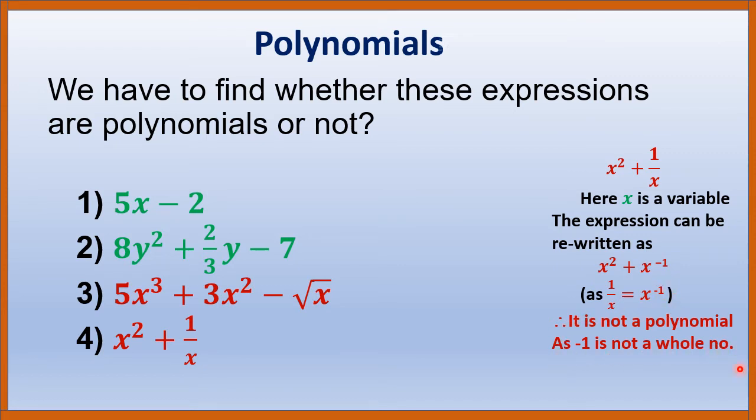Now we understand that the powers of the variable should be non-negative integers, meaning it should be a whole number. Only then it is a polynomial. The power of the variable should not be negative numbers or fractions or decimal numbers. Also, it should not be square roots or cube roots. Okay? Is it clear to you? I hope so.